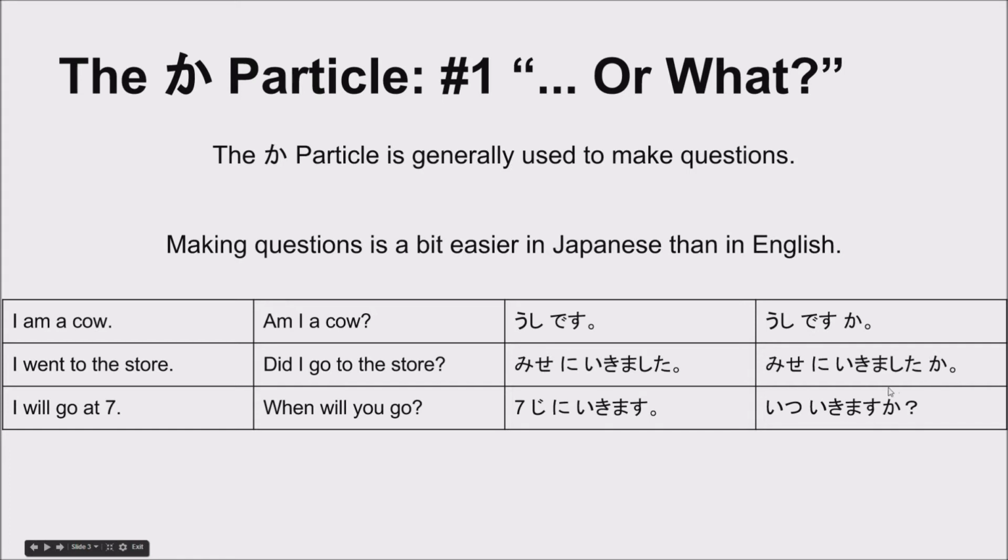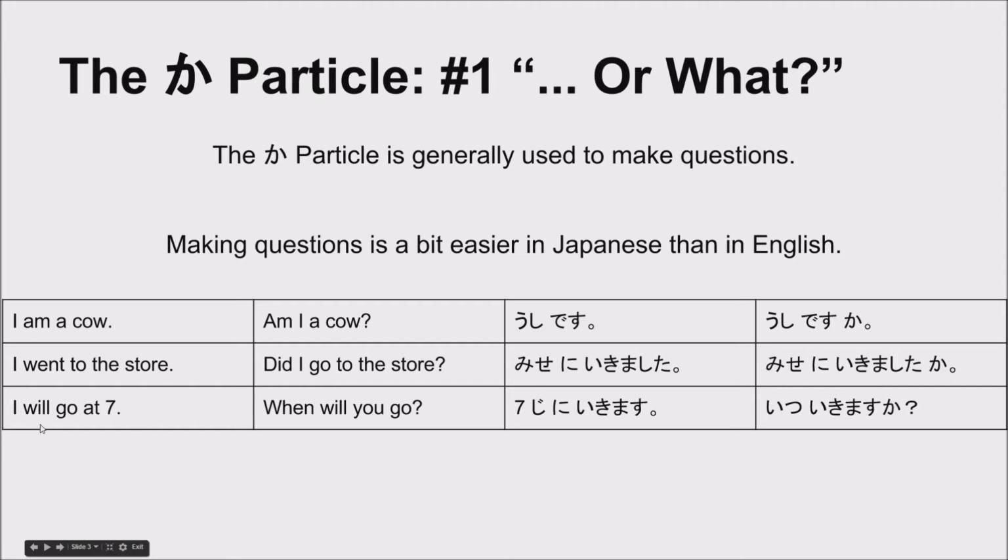What's important is that this ka exists. And notice how mise, ni, ikimashita, ka. Ka just turns that sentence into a question. Boom, that's how it's done. None of this crazy, let's invent verbs, throw them in between the subjects, blah, blah, blah. Or throw the subjects in between them.